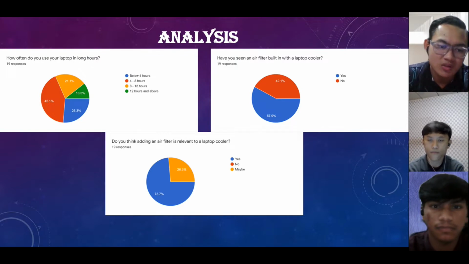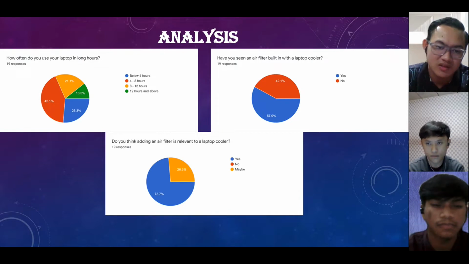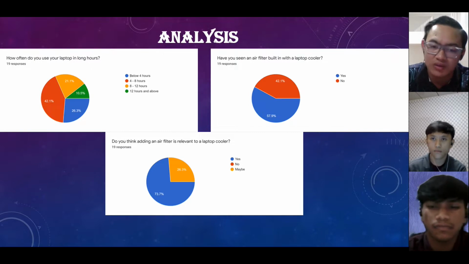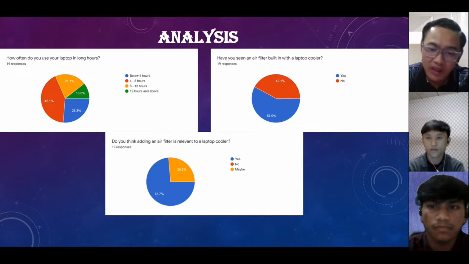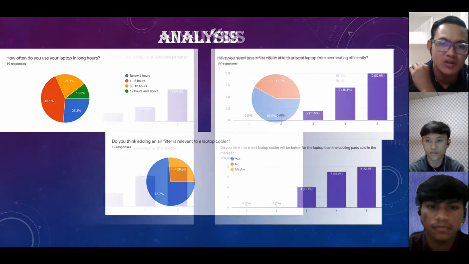Then the next question, do you think an air filter is relevant to a laptop cooler? Almost three quarters of the respondents answered yes. So it is safe to say that it is relevant to build an air filter within a laptop cooler. And a quarter of those respondents answered maybe, so they are still not sure.